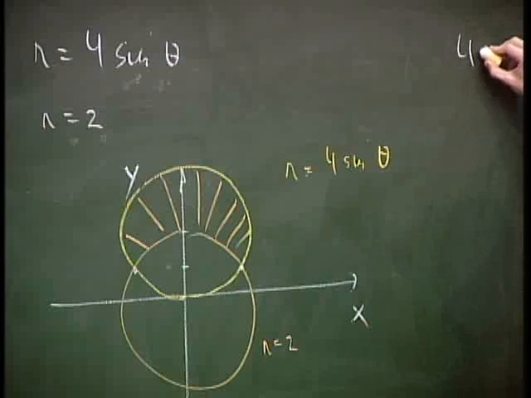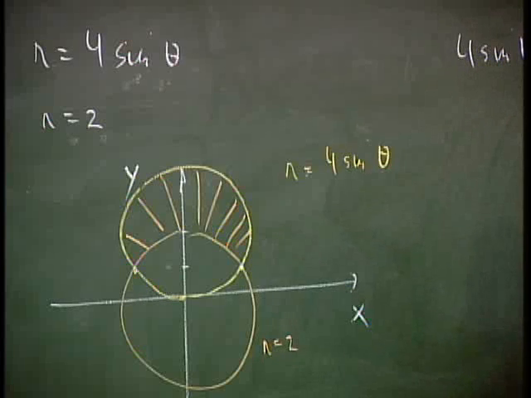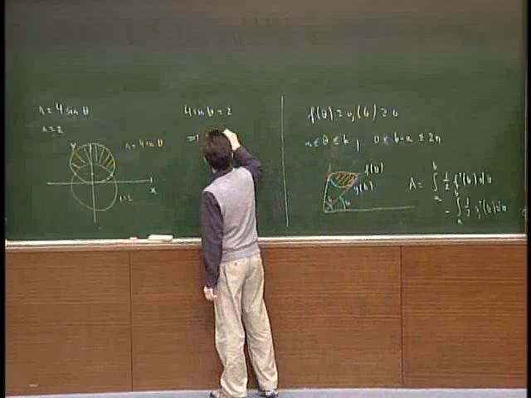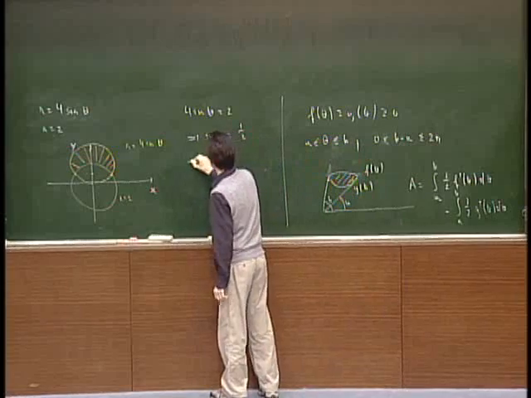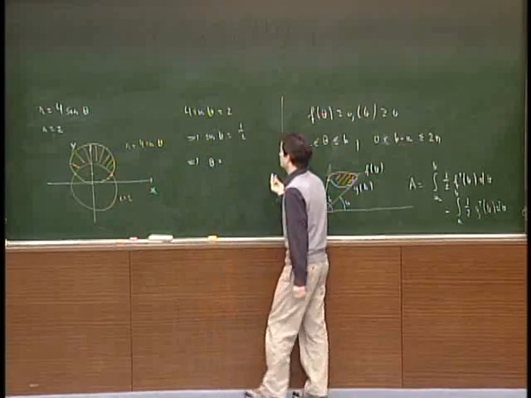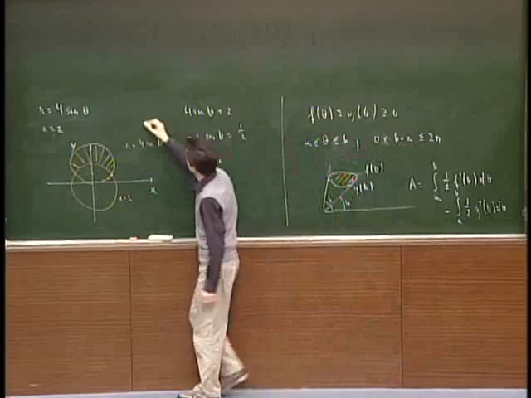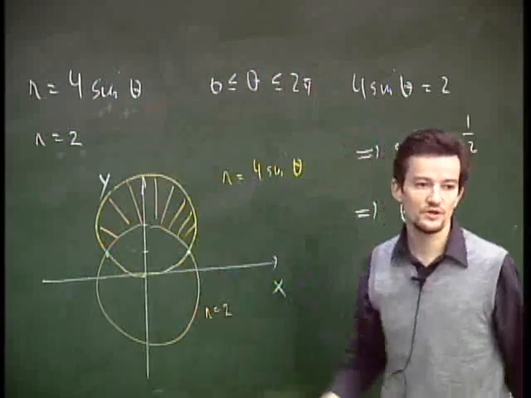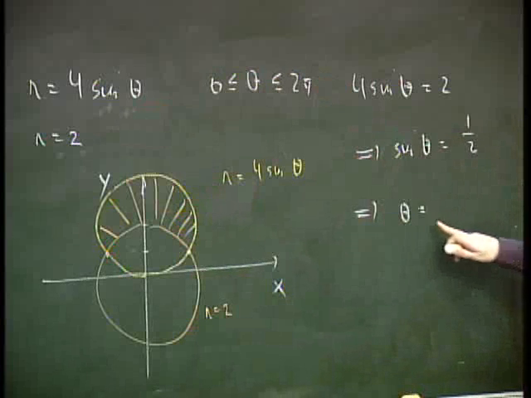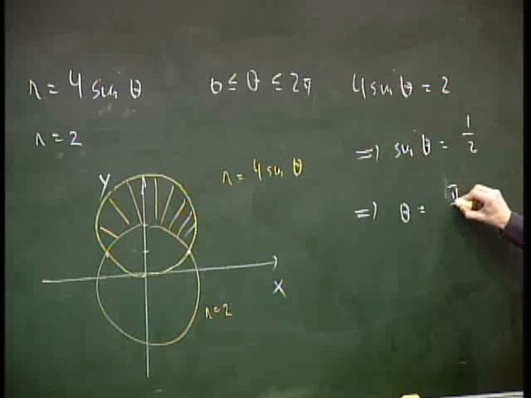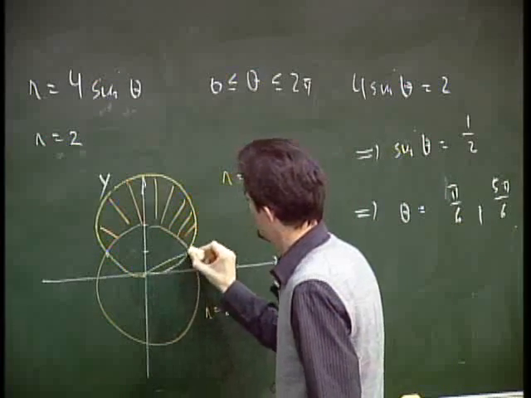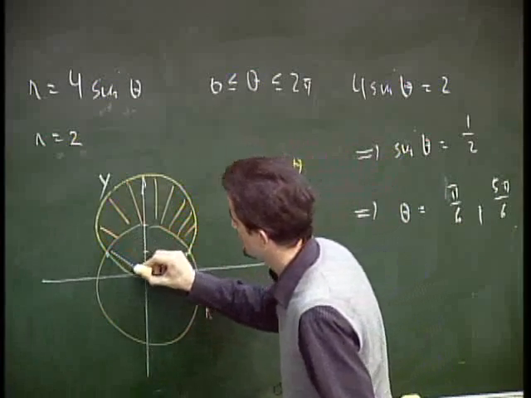So you see that in order to find the 2 points of intersection, you equate the 2 curves, and you get sine of theta is equal to 1/2, and theta is between 0 and 2 pi, because we look at the region enclosed by those 2 curves. So you see that theta is equal to pi over 6 and 5 pi over 6. Okay, so this angle here is pi over 6, and this angle is 5 pi over 6.